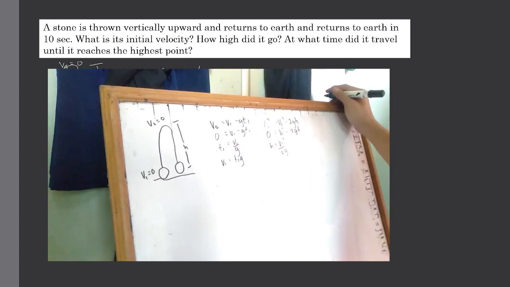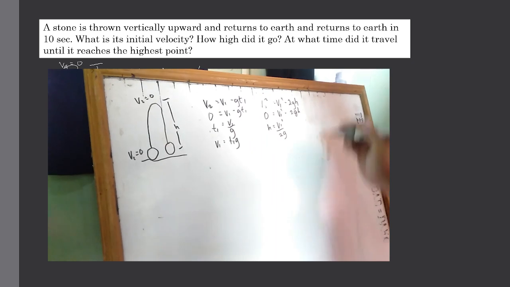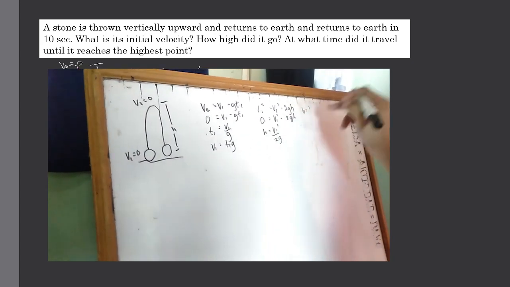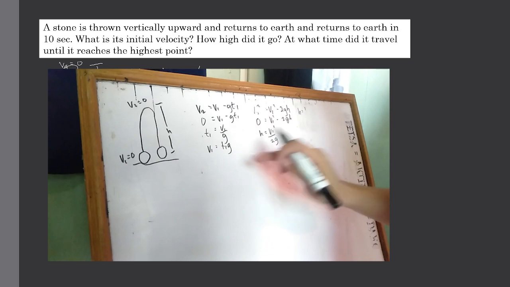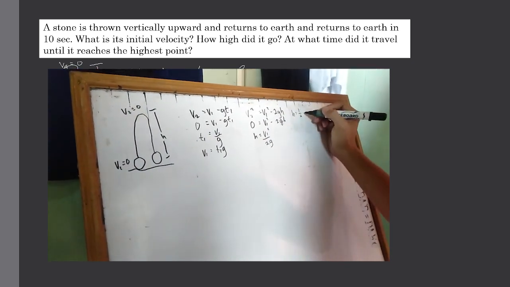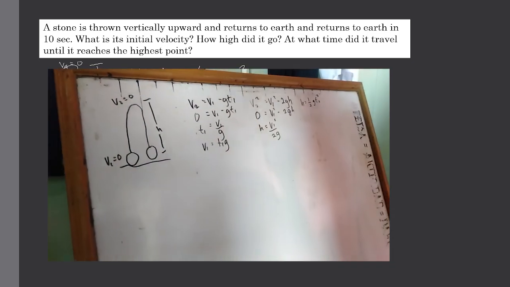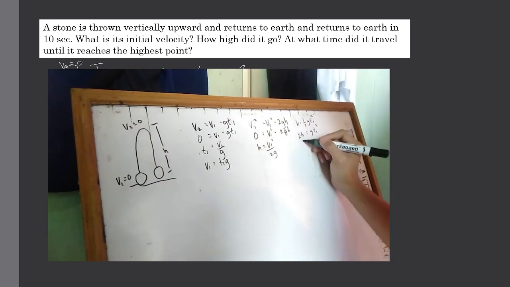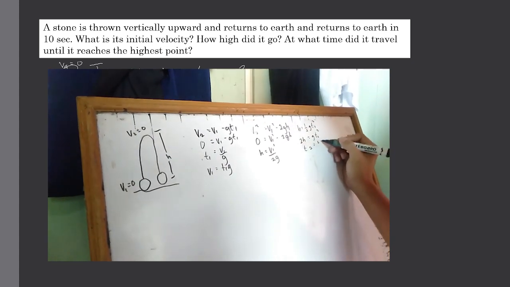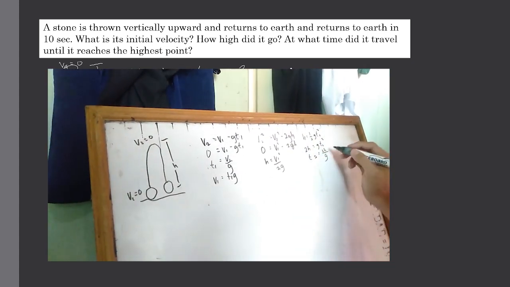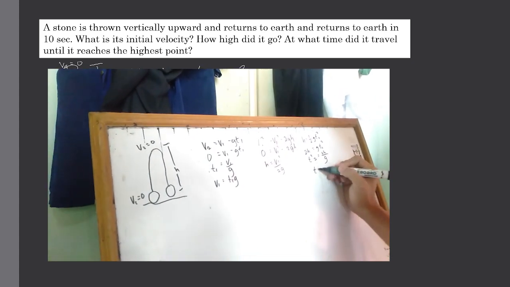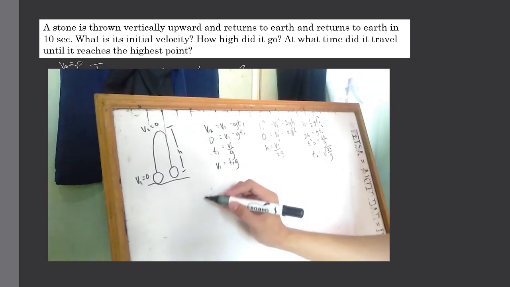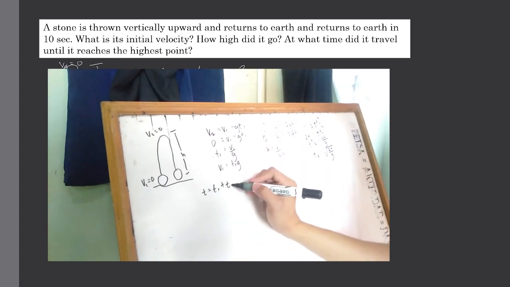So in order for us to have time 2, since we already have time 1, let us use this equation, H is equal to 1/2 G T sub 2 squared. So equating, we have 2H is equal to G T sub 2 squared. So T sub 2 squared is 2H over G. So T sub 2 is equal to the square root of 2H over G. So in totality, our total time T is simply T1 plus T2.